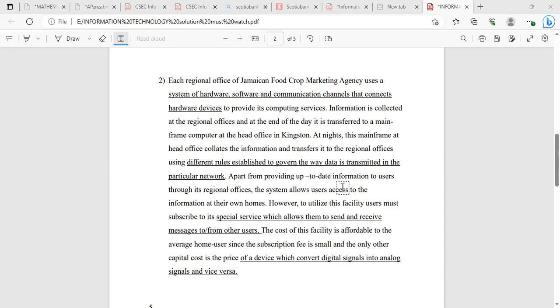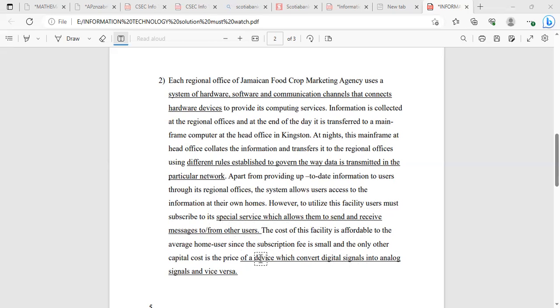Apart from providing up-to-date information to the users through the regional office, the system allows users access to the information at their own homes. However, to utilize these facilities, users must subscribe to the special service which allows them to send and receive messages from other users. The cost of this facility is affordable to the average home users as the subscription fee is small and the other capital cost is the price of the device to convert digital signal into analog and vice versa.